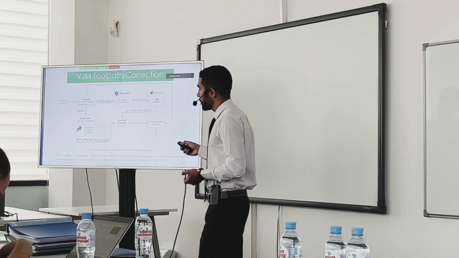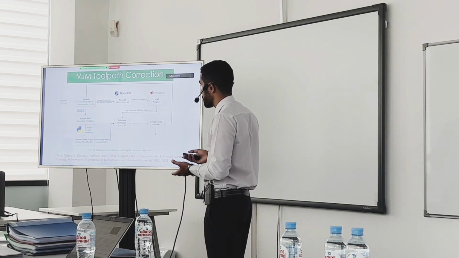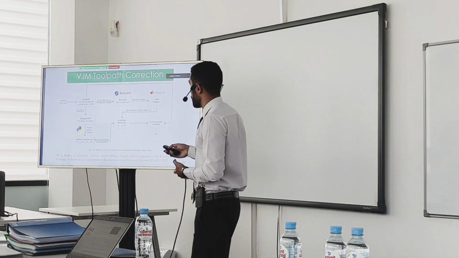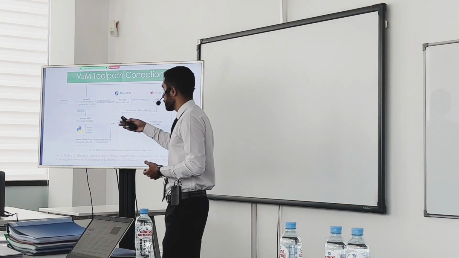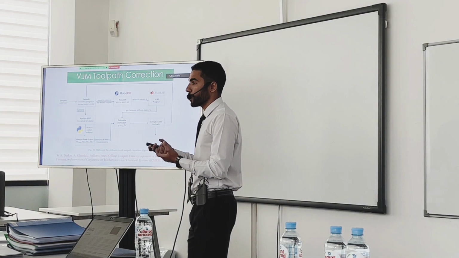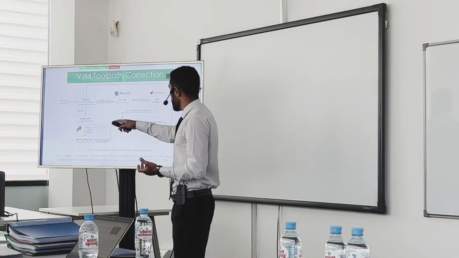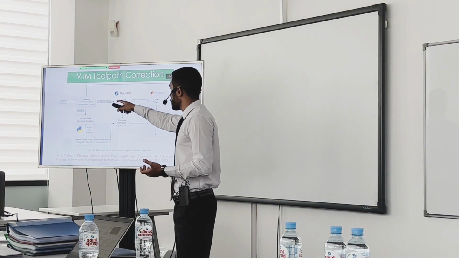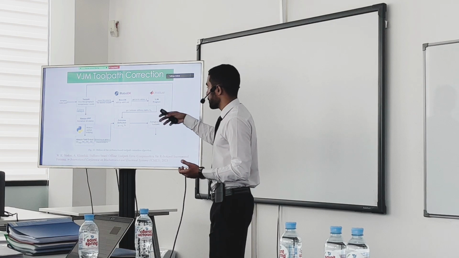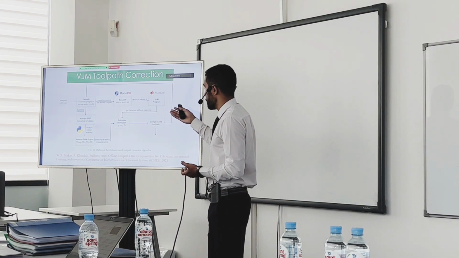So this flow chart explains the VJM tool path correction method. As I said, you start with the tool path and then you perform the numerical simulation to get some intuition about the reaction forces that the sheet can apply to the tool. And at the same time, you start with the tool path solving for the forward and inverse kinematics to perform the VJM model.